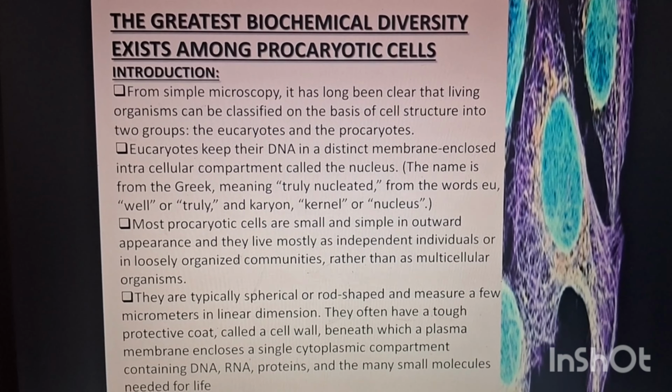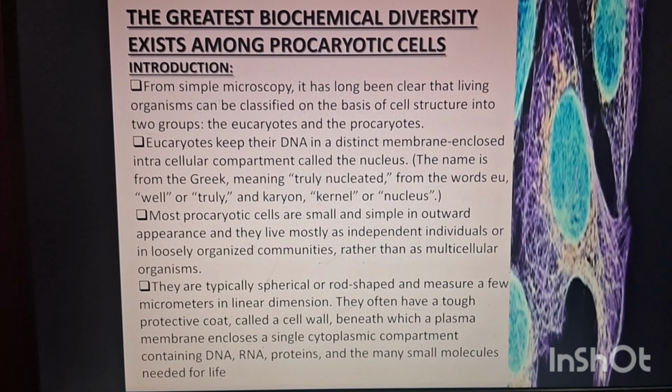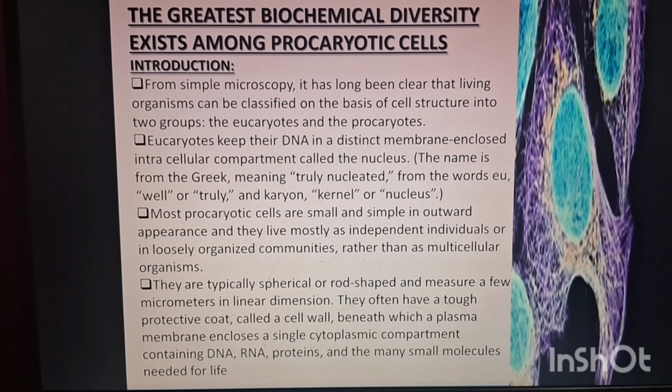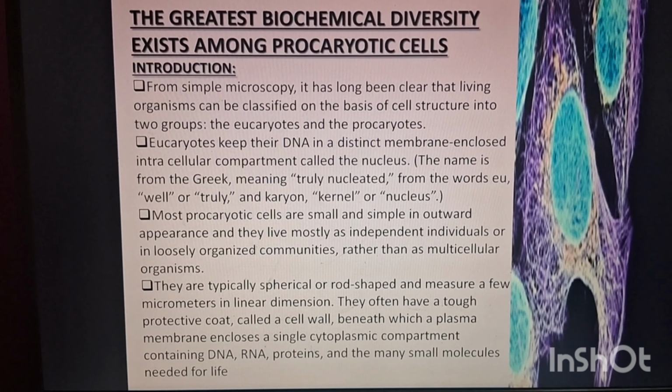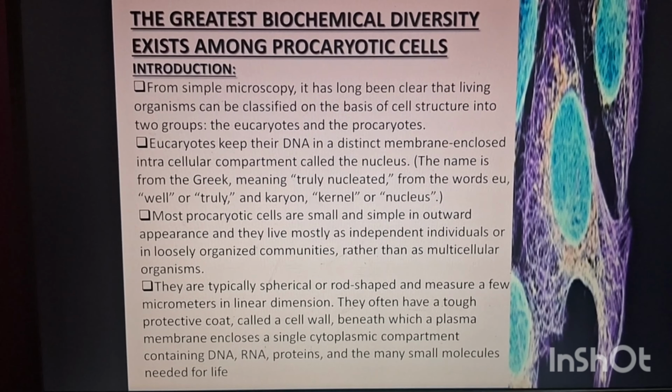Next, most prokaryotic cells are small and simple in outward appearance and they live mostly as independent individuals or in loosely organized communities rather than as multicellular organisms. They are typically spherical or rod-shaped and measure a few micrometers in linear dimensions. They often have a tough protective coat called a cell wall, beneath which a plasma membrane encloses a single cytoplasmic compartment containing DNA, RNA, proteins and the many small molecules needed for life.